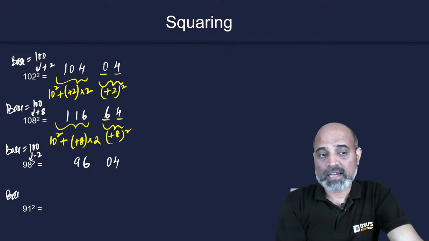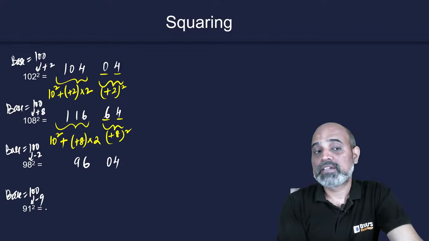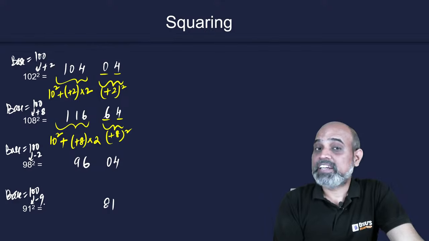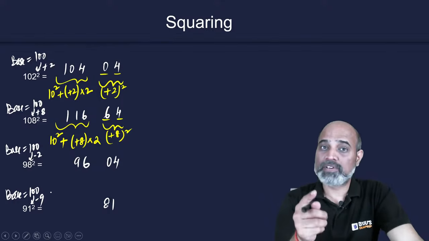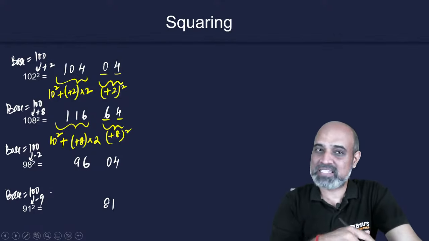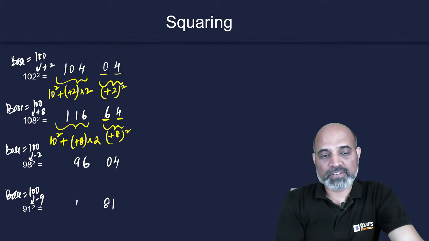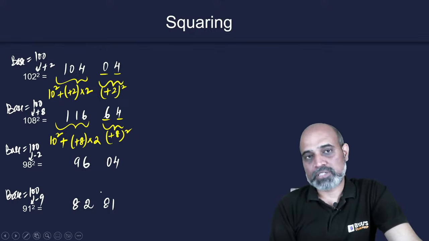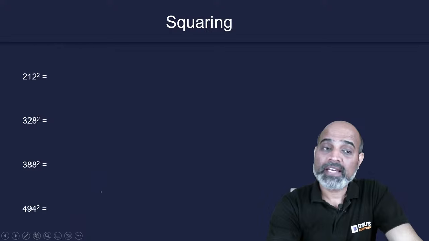91 square, again I will choose base as 100. ये 100 से 9 कम है. So minus 9 square is 81. 100 minus 9 minus 9. In other words, 100 minus 2 times 9. There is no carry forward, right? So 100 minus 18, which will give us 82. So 8281 becomes our answer, right?